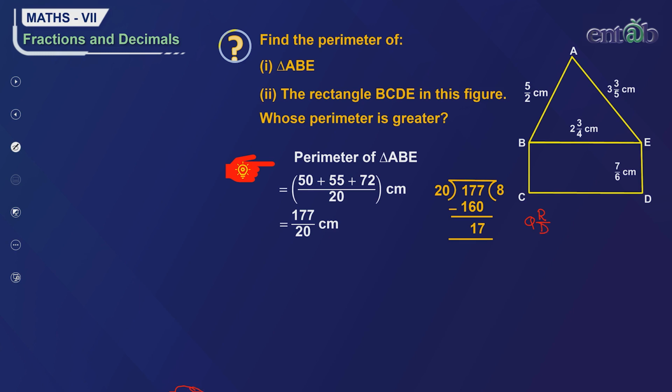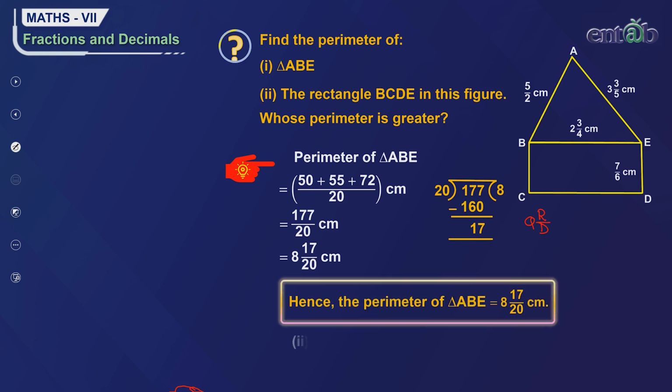Now, the quotient is 8, remainder is 17 and 20 is the divisor. So, we can say this is equal to 8 17/20 centimeter. Now let's look at the perimeter of rectangle BCDE.